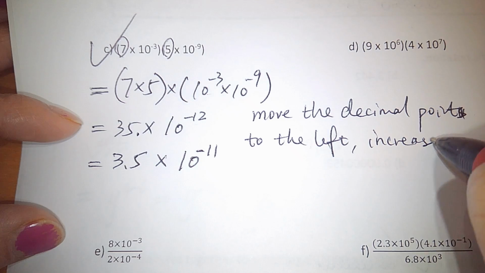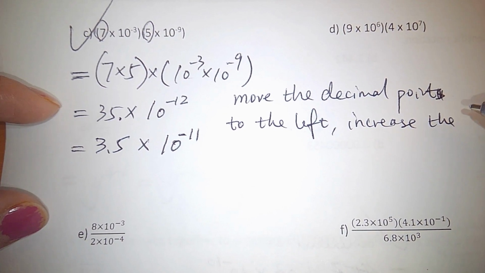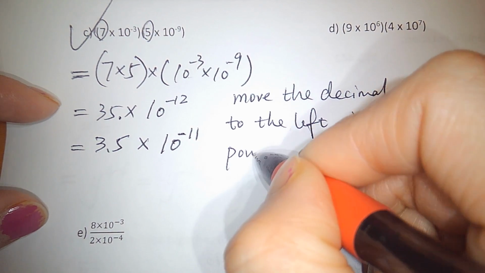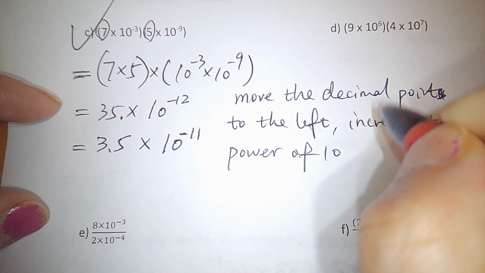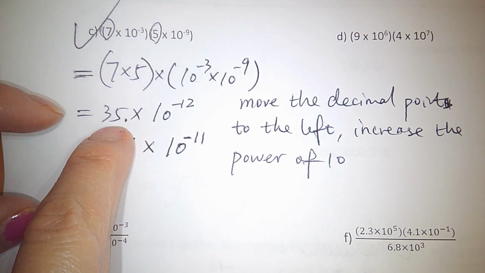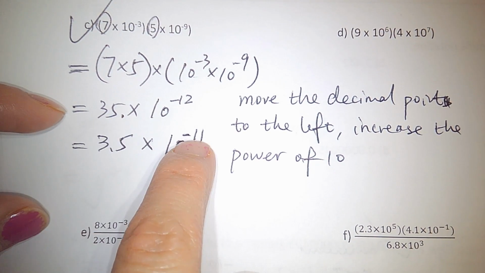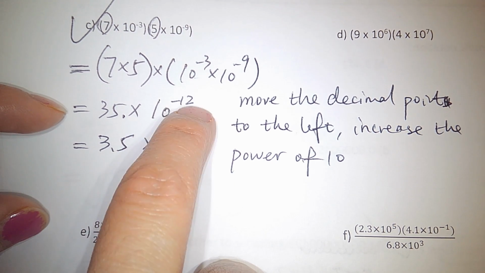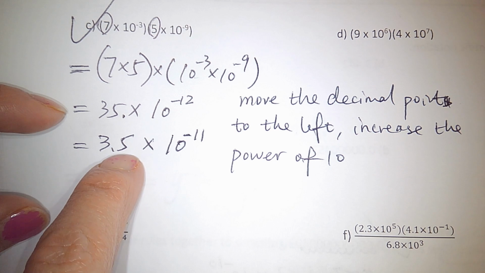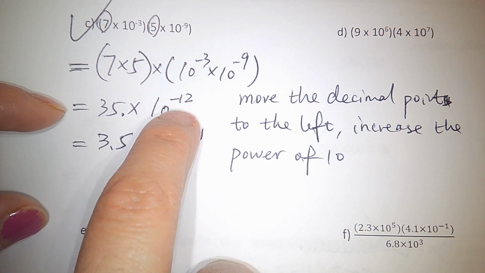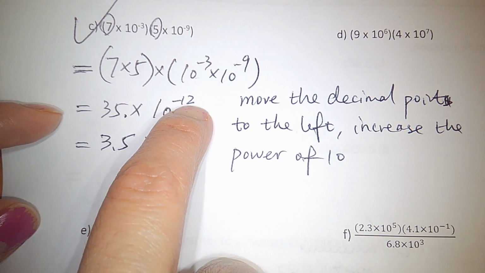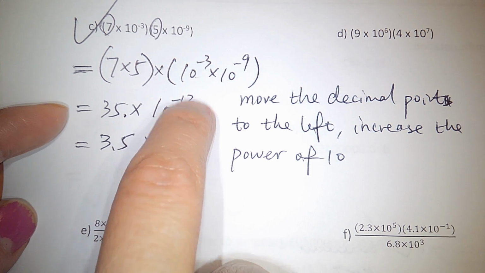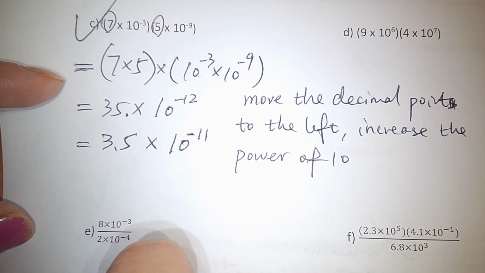Increase the power of 10. Okay? Move the decimal point to the left. This number is smaller, so this exponent has to be greater than the previous one. Because we only move the decimal point to the left for 1 digit, we raise negative 12 by 1 unit, which is negative 11. You guys?